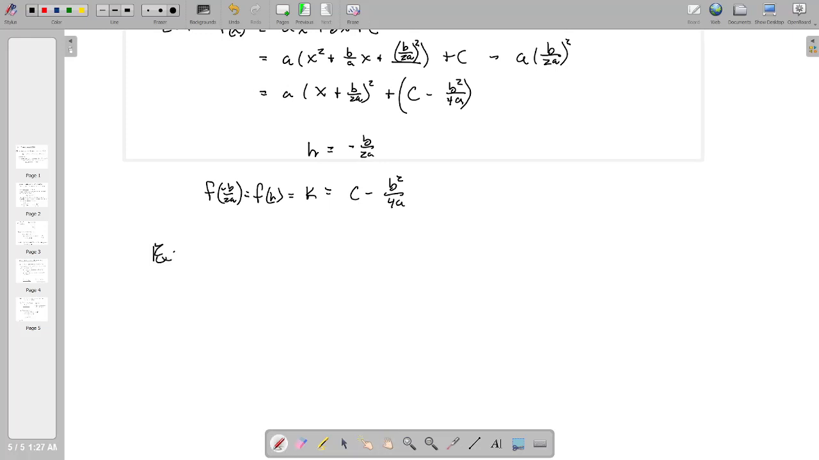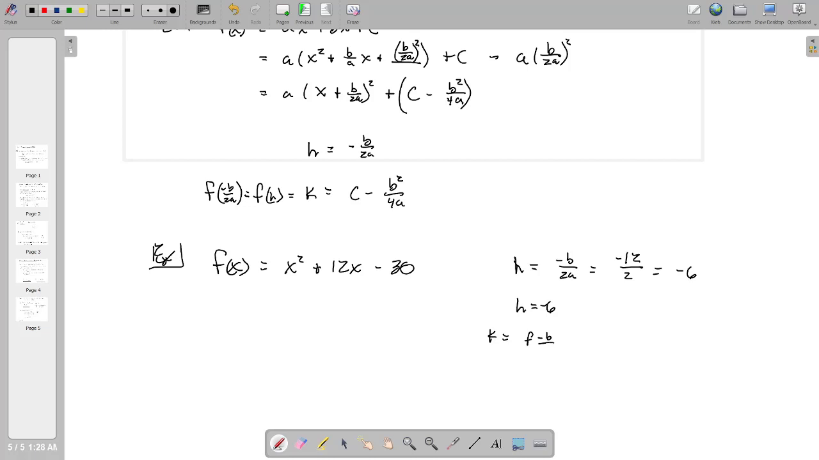So let's do an example of this very quickly. Suppose that we have the function f of x equals x squared plus 12x minus 30. Then I can figure out immediately where my vertex is without having to complete the square. The vertex is going to be at x equals h, and h is negative b over 2a. So this will be negative 12 over 2 times 1, so negative 6. So my h is negative 6, and then k is f of negative b over 2a.